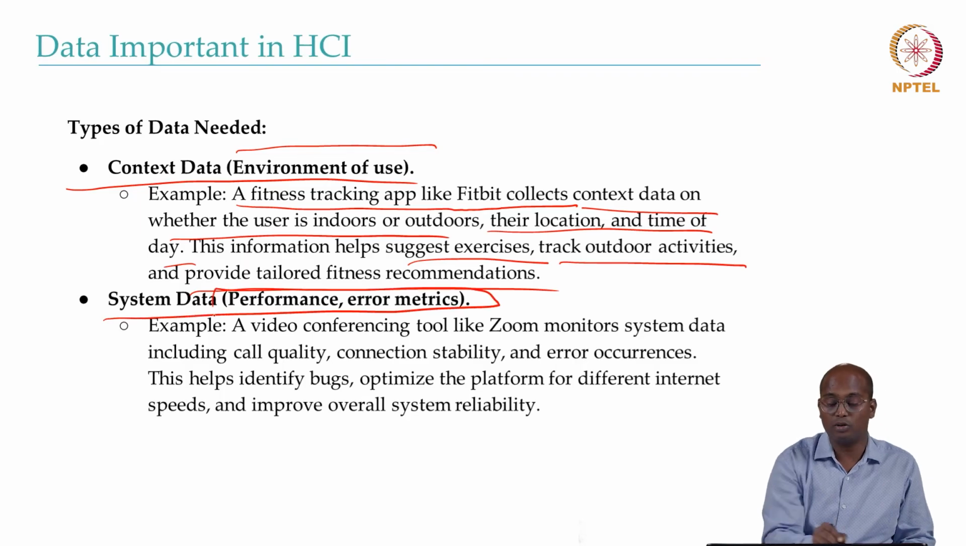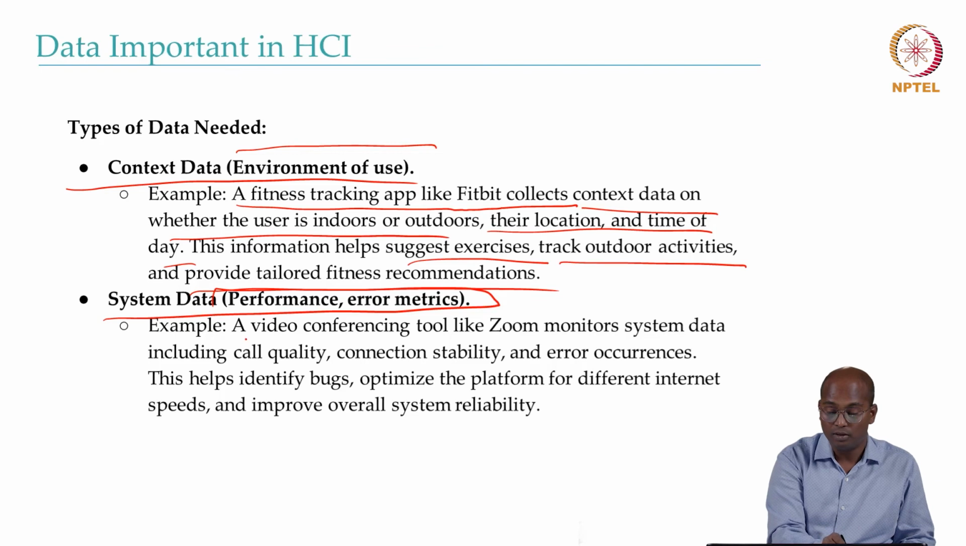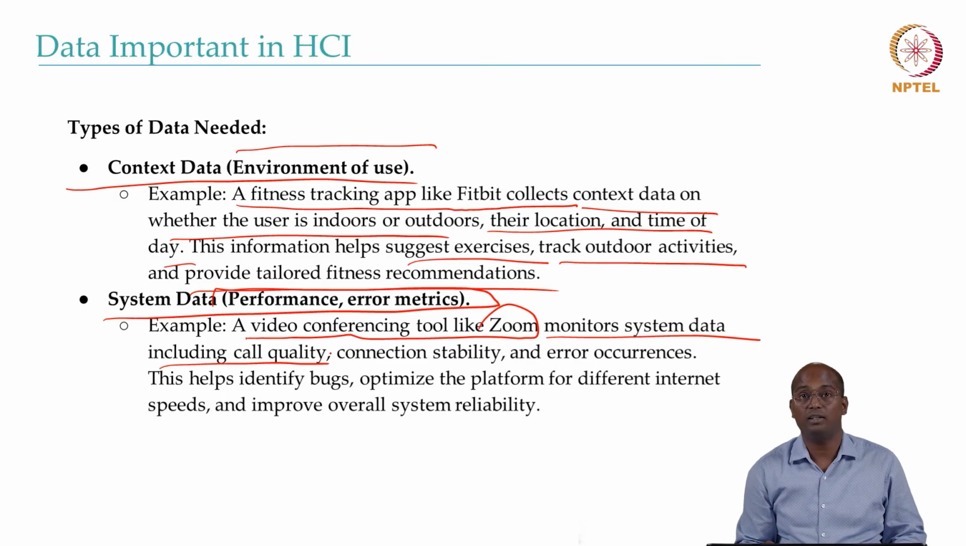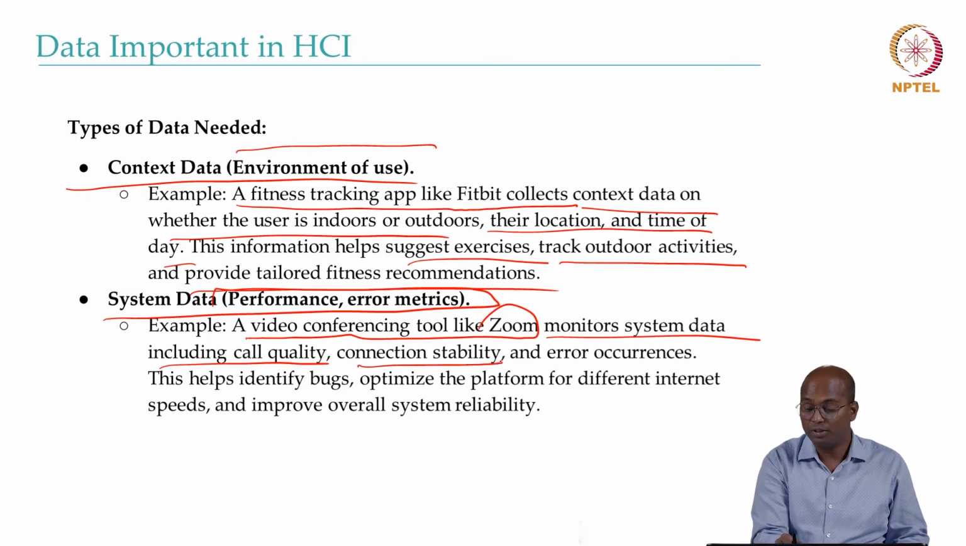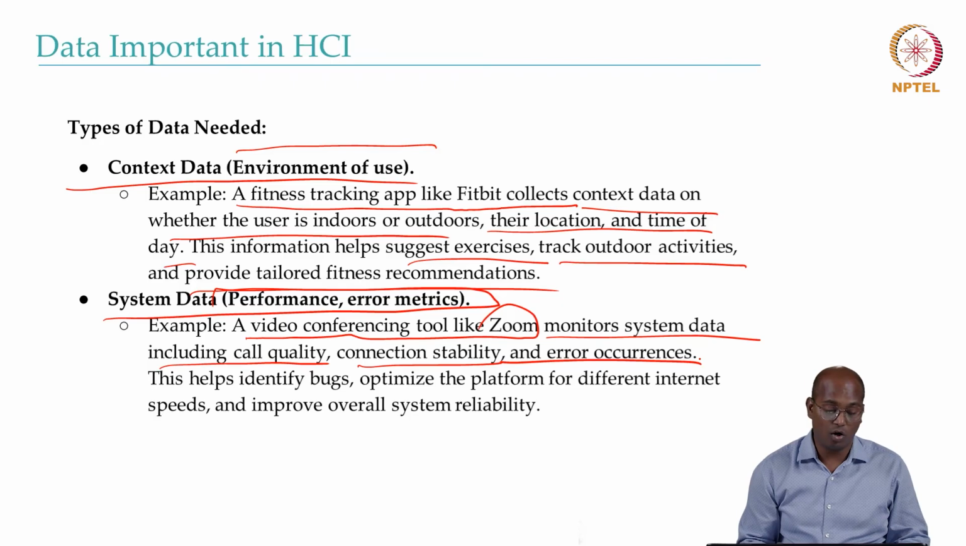Next is system data. So that is more about the performance or error metrics, you can call that. For example, a video conferencing tool like Zoom monitors system data including call quality, connection stability, and error occurrence, because often during online meetings we realize that there is lag of voice, or the system freezes, or you are unexpectedly thrown out of the call and so on.